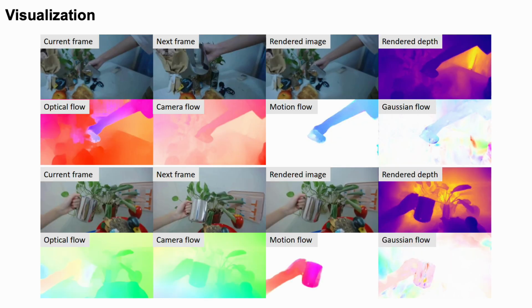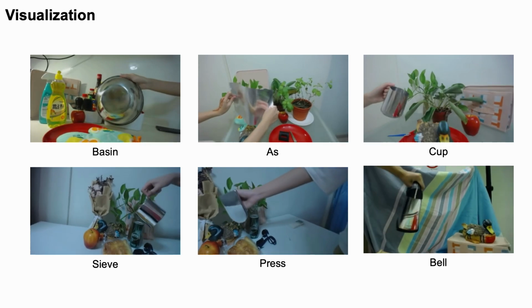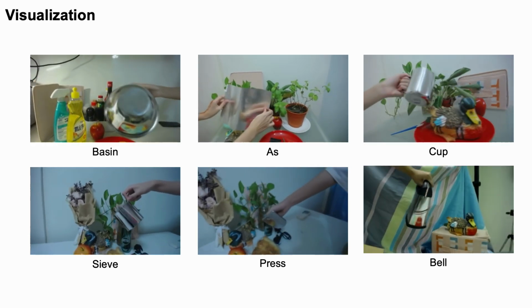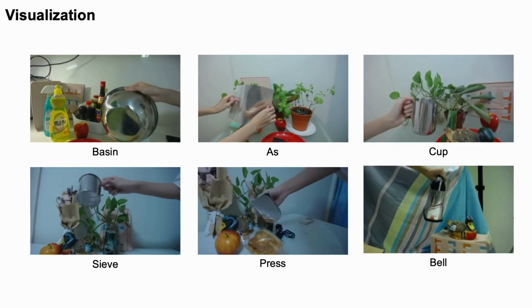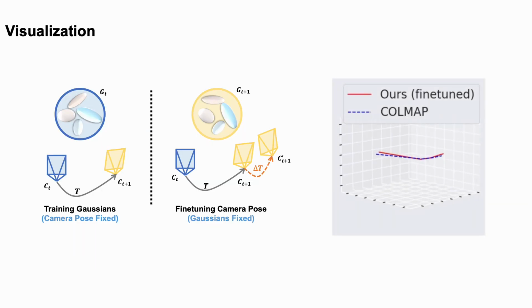Here we visualize all data flows. We use motion flow to supervise Gaussian flow, ensuring consistent and accurate motion guidance. Finally, we provide some video results, highlighting the superiority of our motion modeling. And here is the process of refining camera poses.